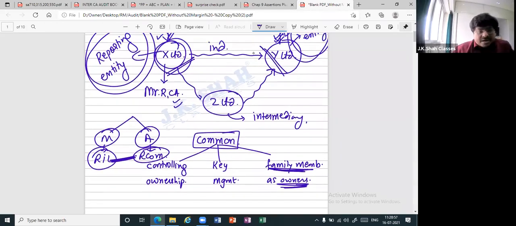So ultimately, what is a related party? First tell me that, because that is the most important question of this standard. Firstly, related parties are as defined in the applicable FRF, in other words AS 18. Whatever is not there in AS 18 is defined by SA 550. As per SA 550, there are three things. One, when the reporting entity controls the other entity either directly or indirectly through one or more intermediaries. Second, when the other entity controls the reporting entity either directly or indirectly through one or more intermediaries. Thirdly, when the reporting entity and the other entity have something in common. How many things? Three: controlling ownership, key management, and family members as owners.